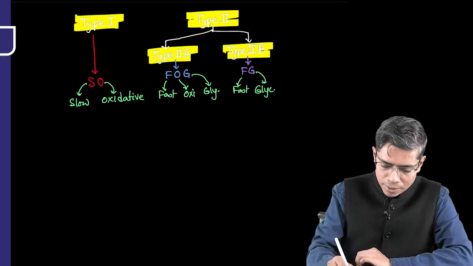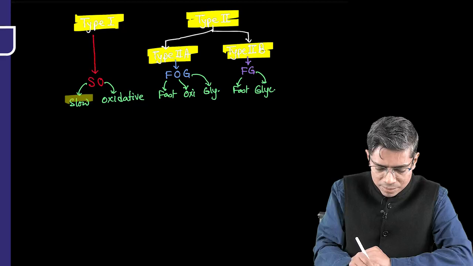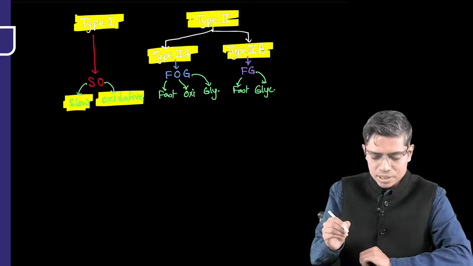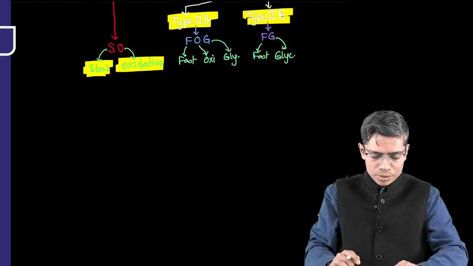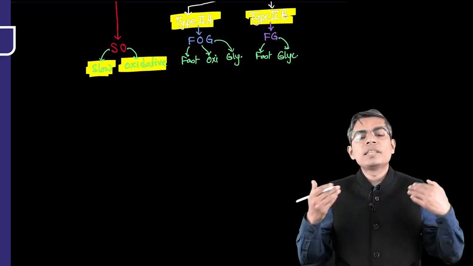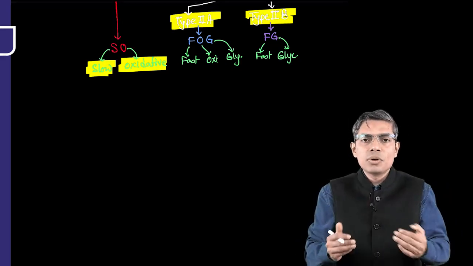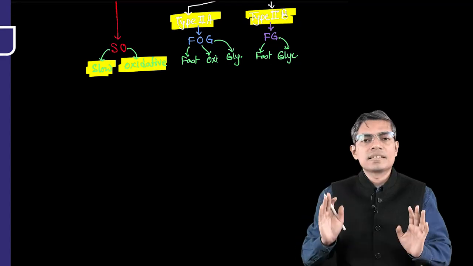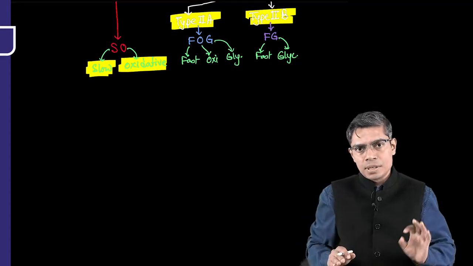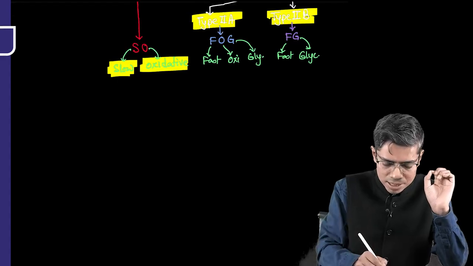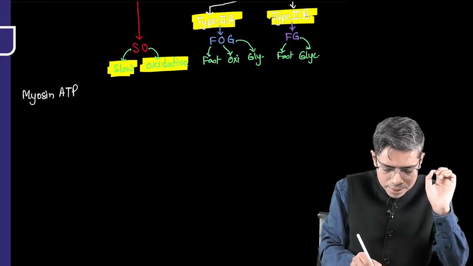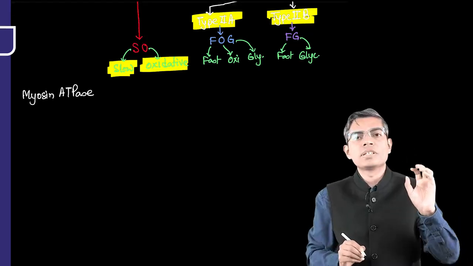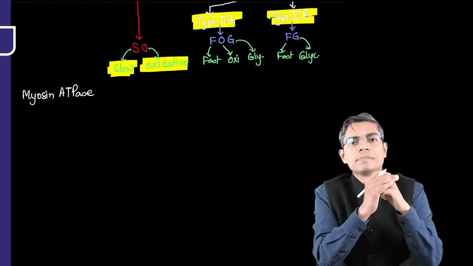So type 1 muscle fiber is known as slow and oxidative fiber. What properties am I going to remember? I am asking myself why the muscle fiber is slow in nature. Slow means the contraction and relaxation is slow. This is due to two things. One is myosin ATPase, the myosin ATPase molecule, which is present on the head of the myosin.